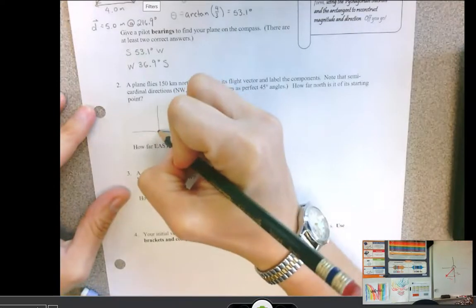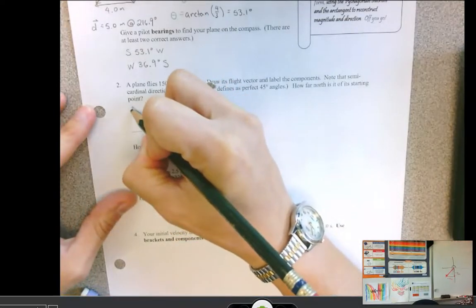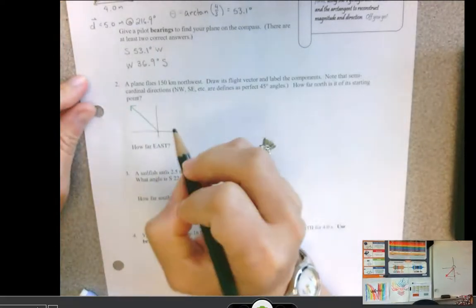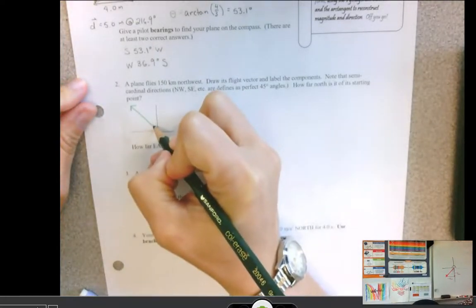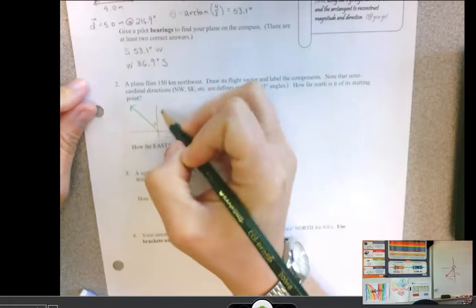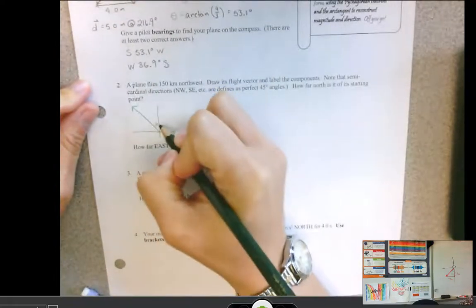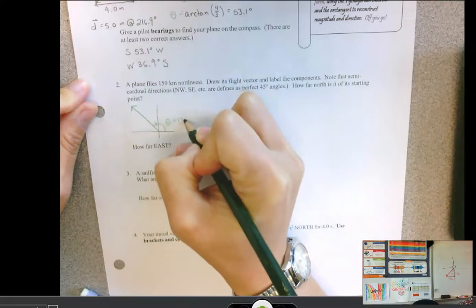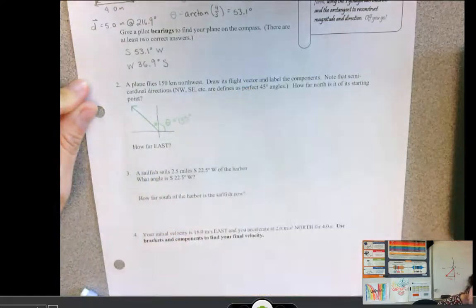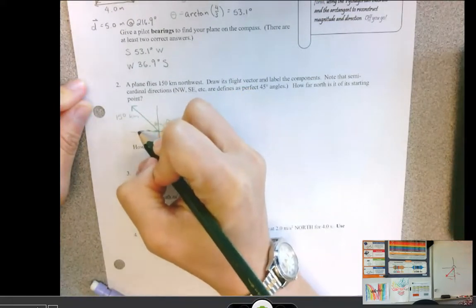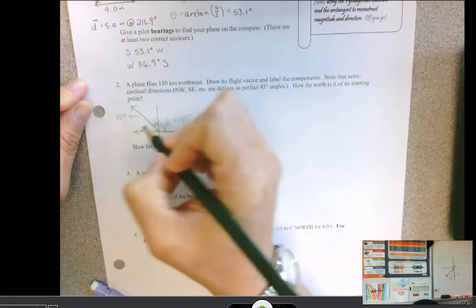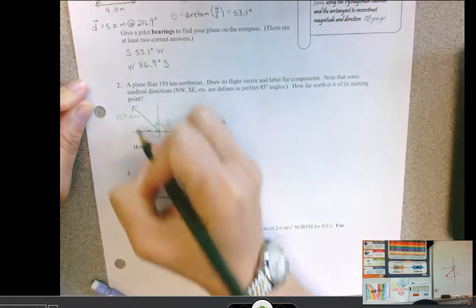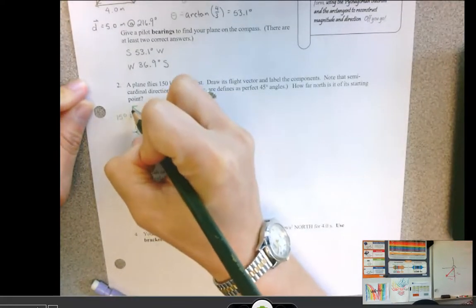Component form. Here is our flight vector, northwest, infinite number of sig figs. I hate it. Nevertheless, they give us a nice 45-degree angle here. So this angle, as far as physics is concerned, is 135 degrees. X component. Don't leave off the arrow. That's v cosine theta.